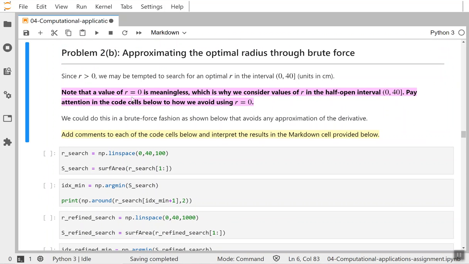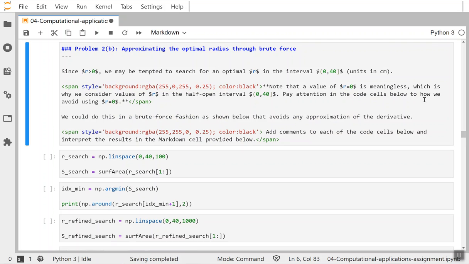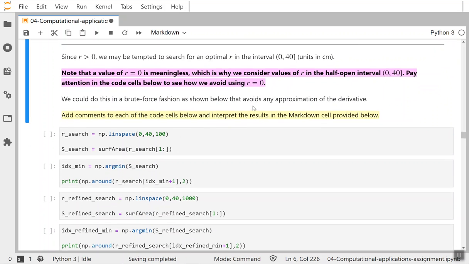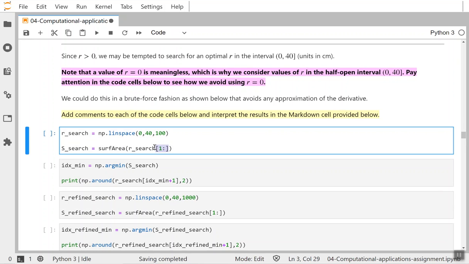Note that a value of r equals 0 is meaningless, because then you're saying that the base radius is 0. There's no base. So that's why we consider values of r in the half open interval 0 to 40, because we don't allow the radius to be 0. Pay attention in the code cells below to see how we avoid using r equals 0, which is related to this slicing.